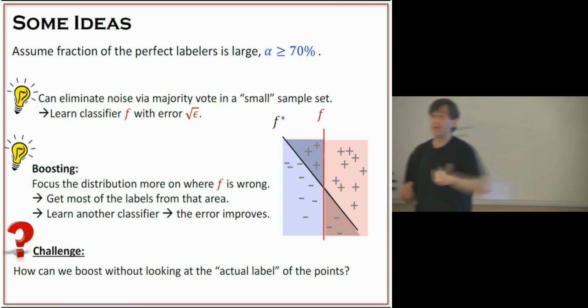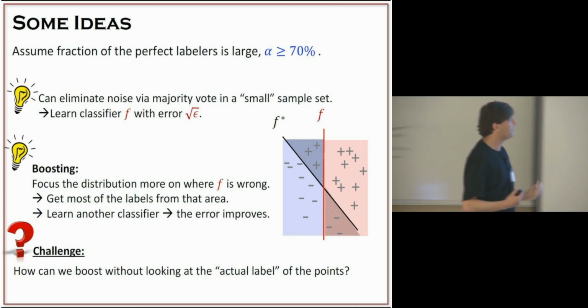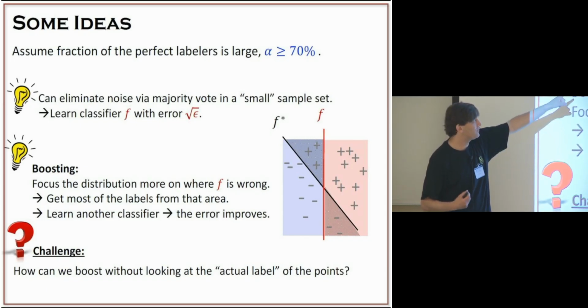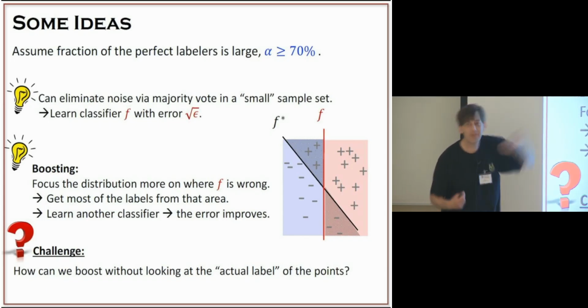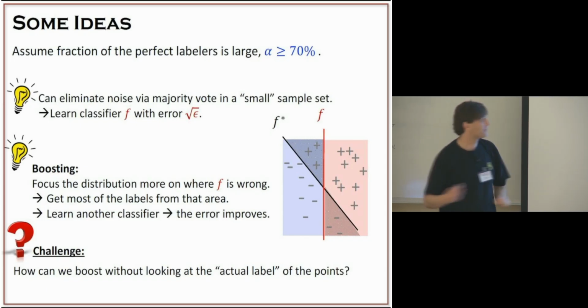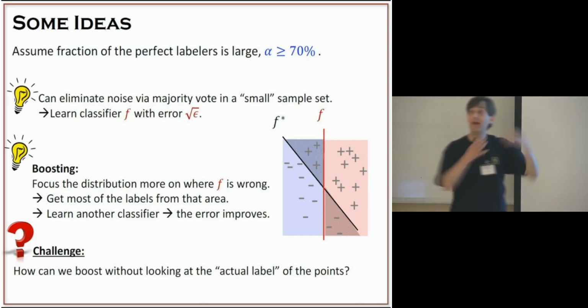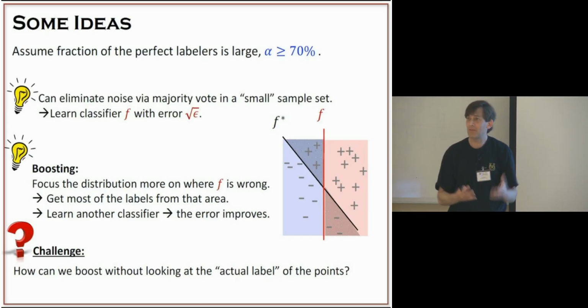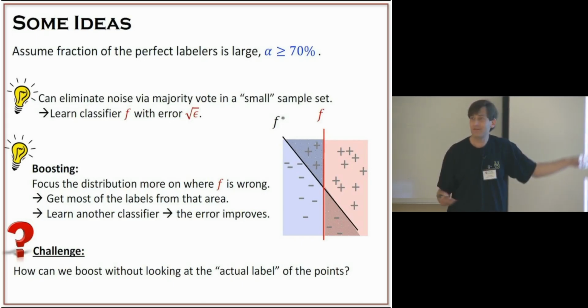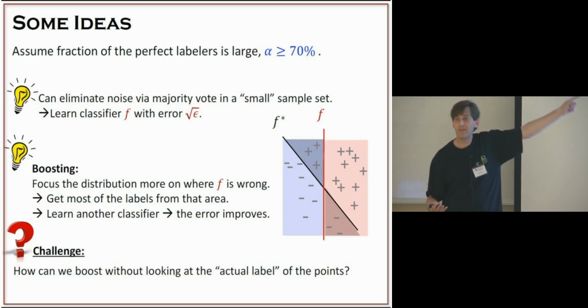Now that you've got that, you want to do a round of boosting. So what you'd like to do is focus now. What do we need to do for boosting? We've got this f. It's got this modest error rate of square root of epsilon. We now need to focus our distribution, half where it gets it right, half where it gets it wrong. The problem is it's getting most things right. And if you use these labelers, their error rate is higher than this.